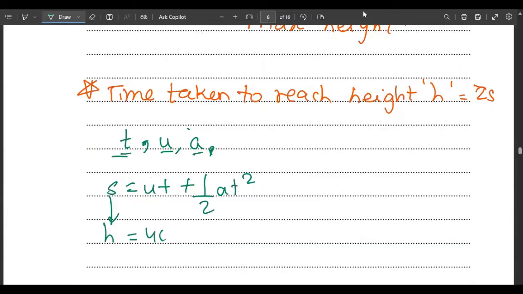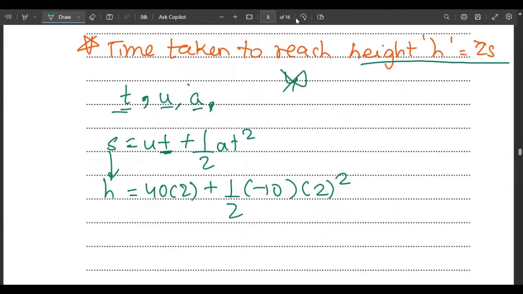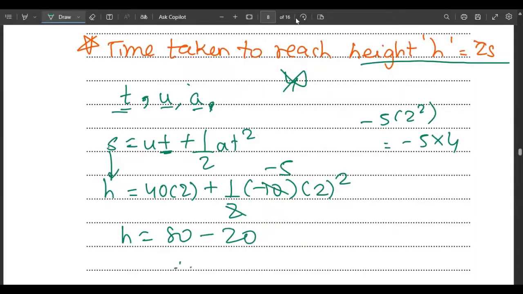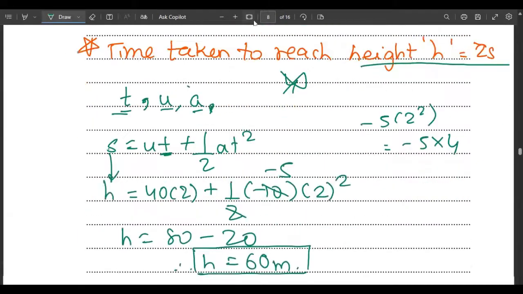h equals u is 40. T, what will T be? Will T be 4? No. T will be 2. The time taken to reach height h. Plus half. A will be minus 10. T square will be 2 square. Now 40 times 2 is 80. This half cuts with the 10 to become minus 5. Then minus 5 into 2 square is equal to minus 5 into 4, which is minus 20. Therefore, height equals 60 meter. And now we have the h, which is the height of the building. The height of the building is 60 meter.